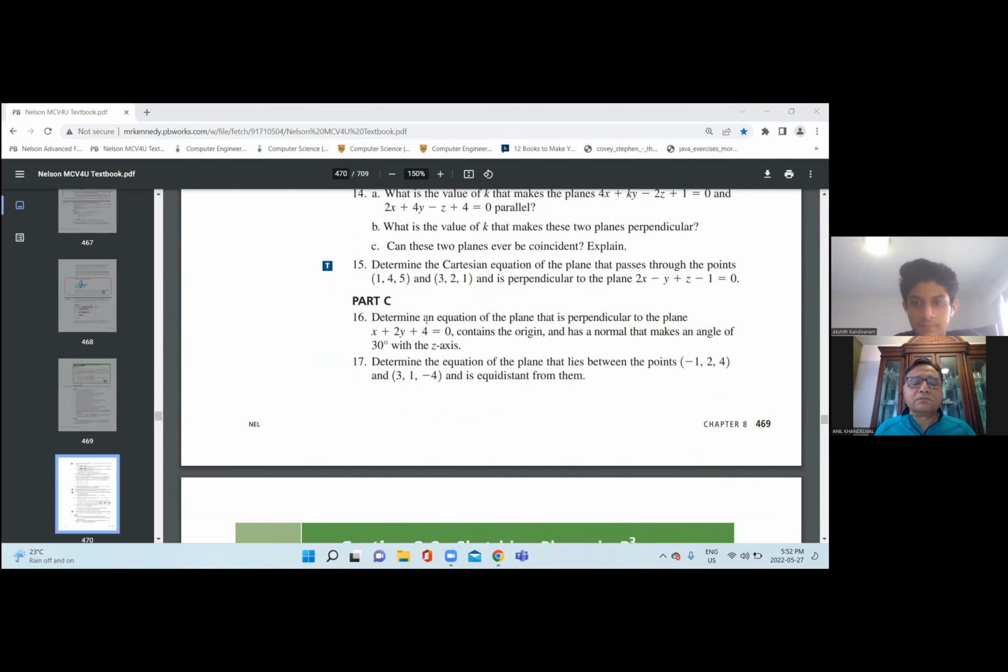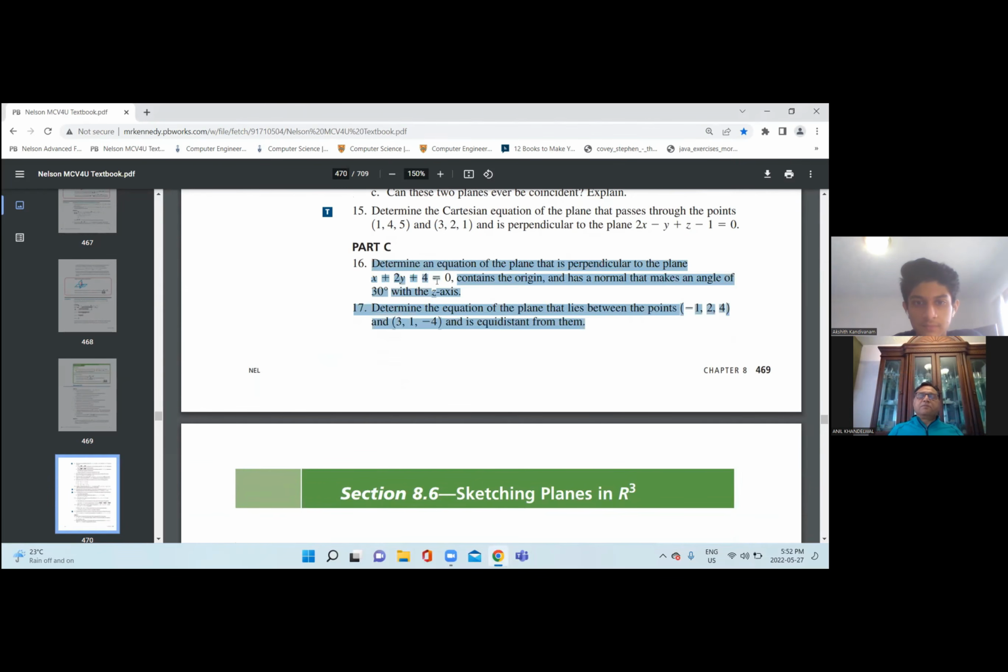Let's go. Almost the end of the exercise, right? Akshit, can you please read question number 17? Yes, sir. Determine the equation of the plane that lies between the points minus 1, 2, 4 and 3, 1, minus 4, and is equidistant from them. How will you do this? Sir, if it's a plane that lies between 2 points, then once again, to form it we need one more point, right? Yes, to form the plane.